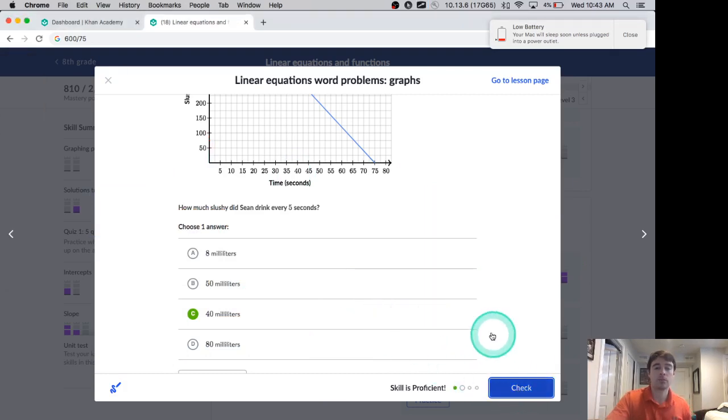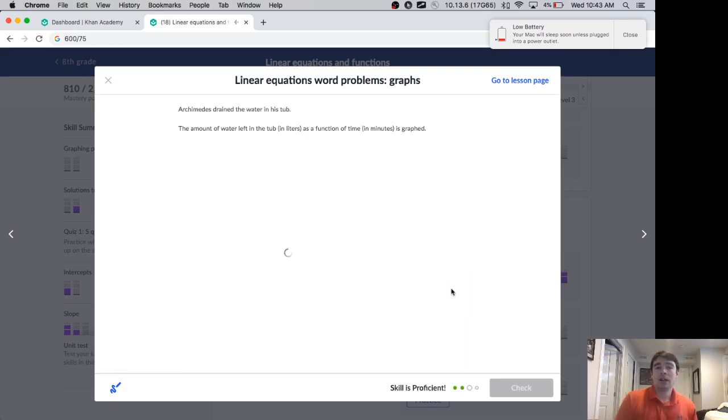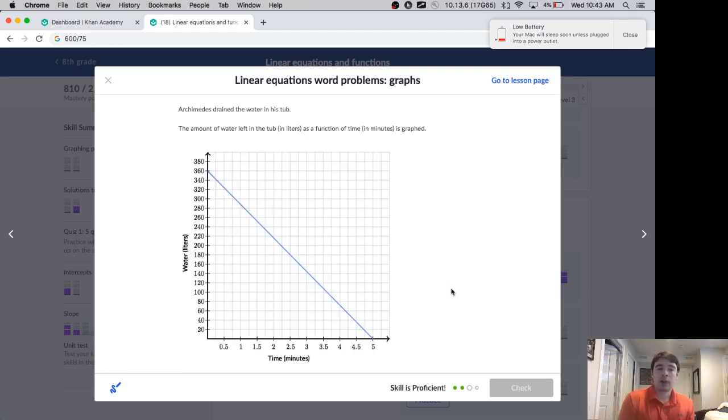All right, next question. We're going to show one more example, and then please, if you're getting different graphs and you're struggling to make sense of them still, you can feel free to send me an email. We can jump on Zoom and I'll help you out. So I'm going to show one more here. We'll read through the problem to make sense of it first as always, then focus on the question and dig back into the details. So we're told that Archimedes drained the water in his tub.